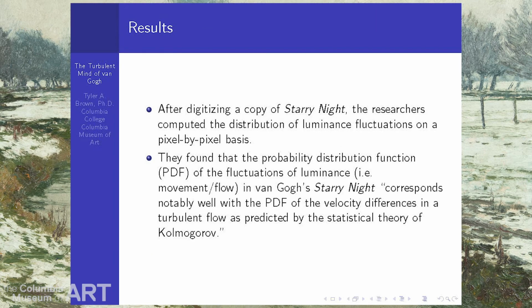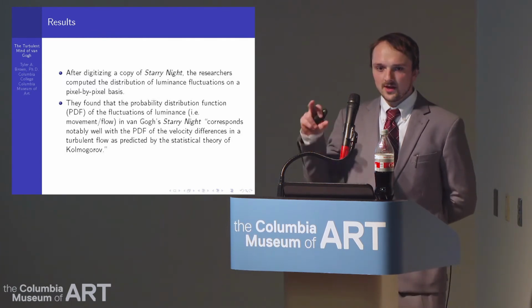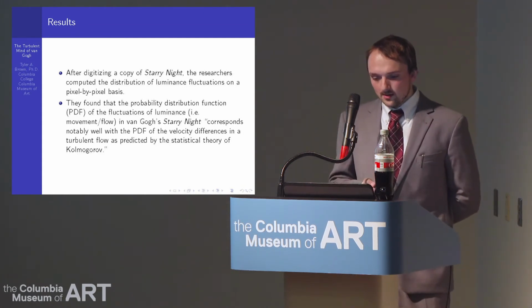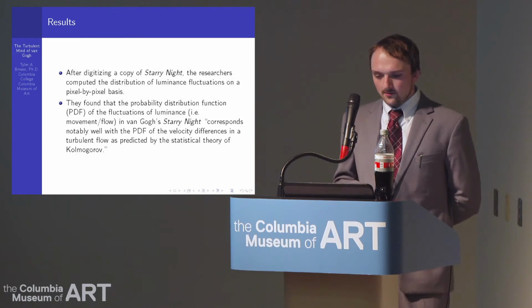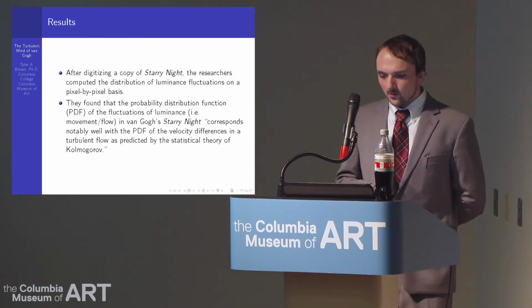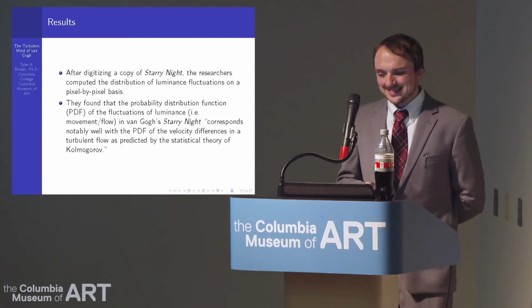What they were able to find is, after digitizing a copy of Starry Night, the researchers computed the distribution of luminance fluctuations on a pixel by pixel basis. So they basically scanned in Starry Night, and then they figured out exactly what the probability of pixels sharing luminance at a particular radius from one pixel to another. They created the probability distribution function from that. They found that the probability distribution function of the fluctuations of luminance, i.e. movement or flow in this case, which the fluctuations represent, corresponds notably well with the probability distribution function of the velocity differences of a turbulent flow as predicted by the statistical theory of Kolmogorov.